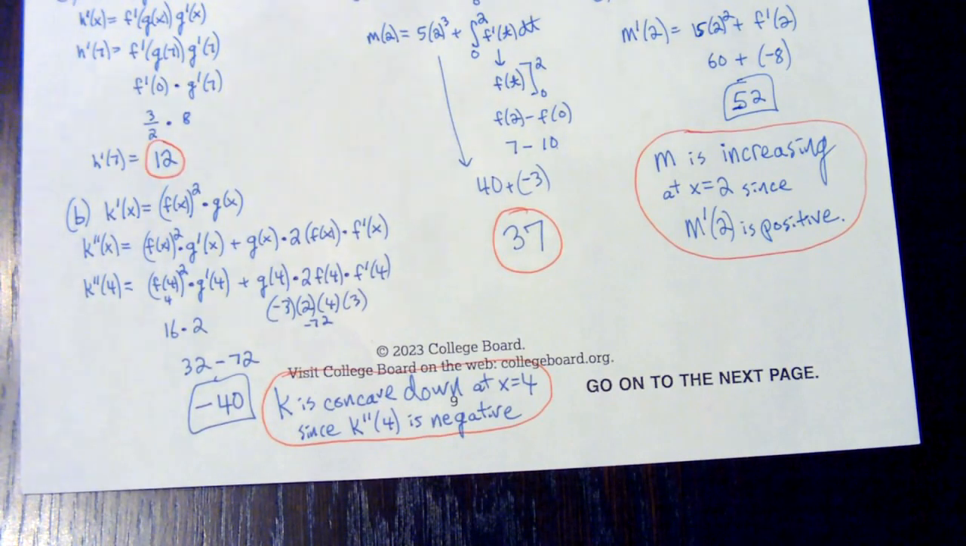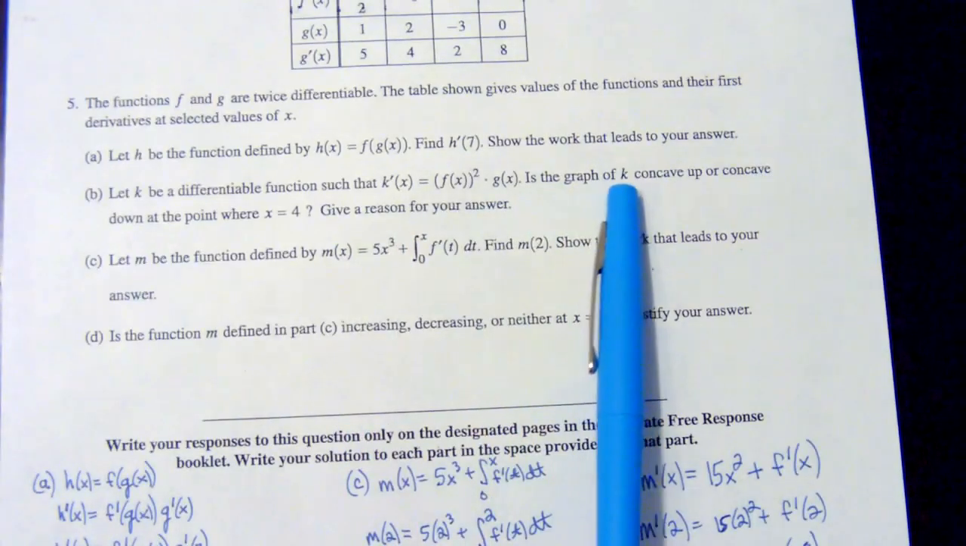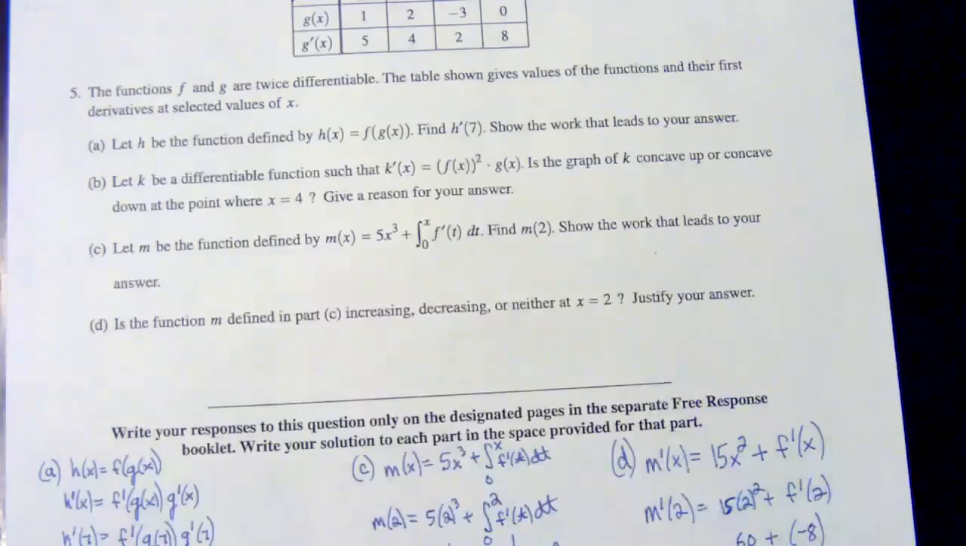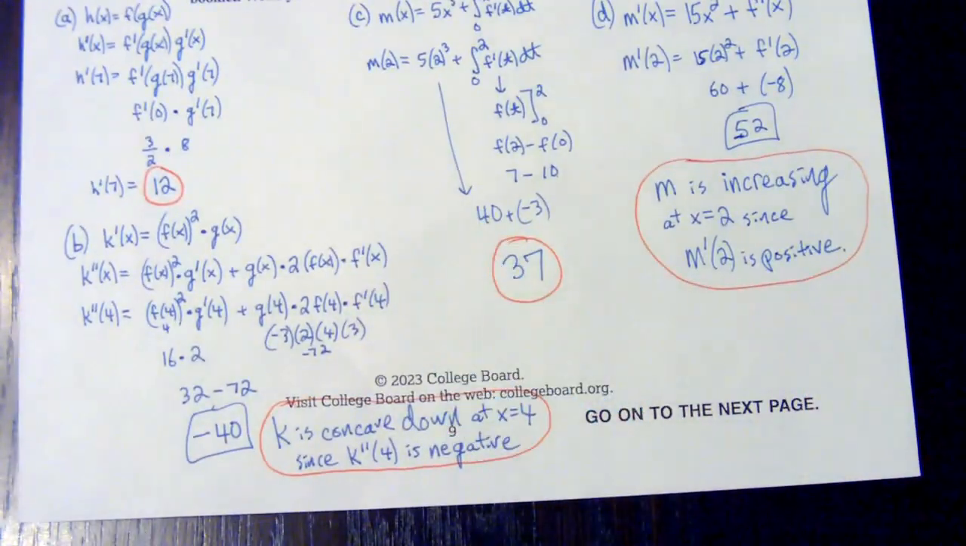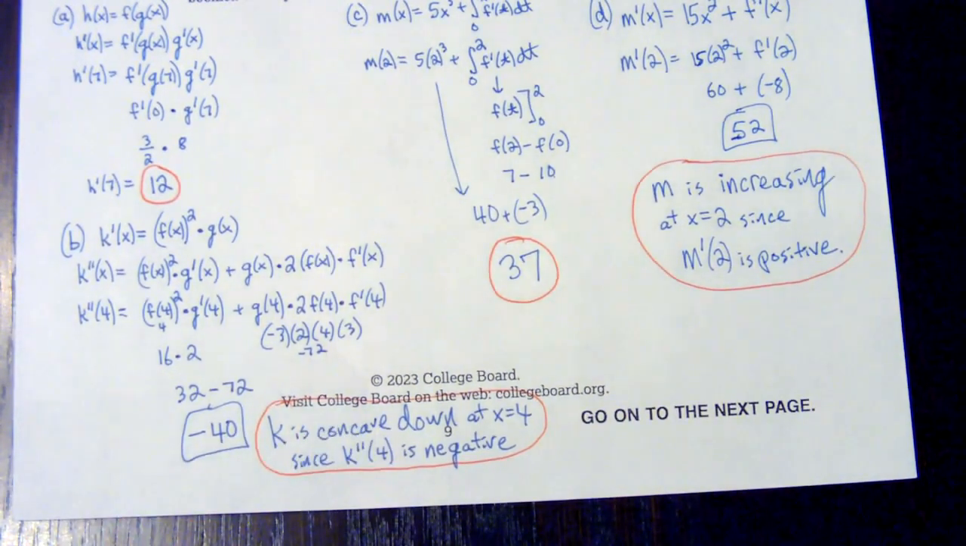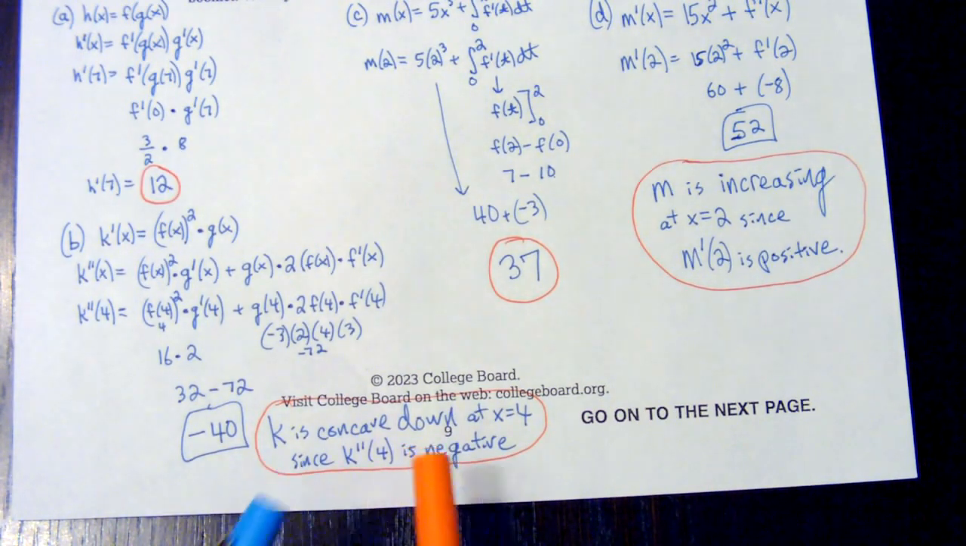But there you go. Now they're asking, is the graph of k concave up or concave down at x equals 4? So that's why we plugged it into that second derivative. And then since we got that negative answer, that means your k graph is going to be concave down since that second derivative is negative. So make sure you justify that like you're supposed to.